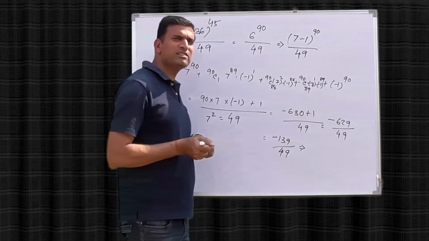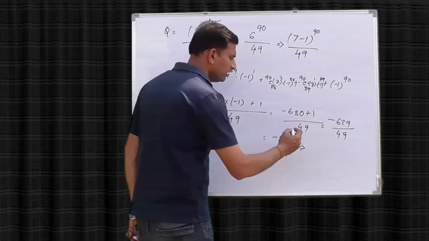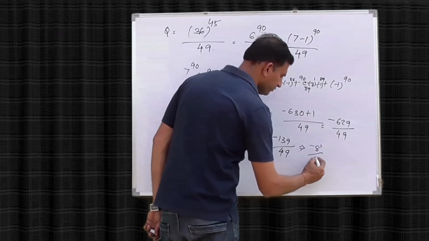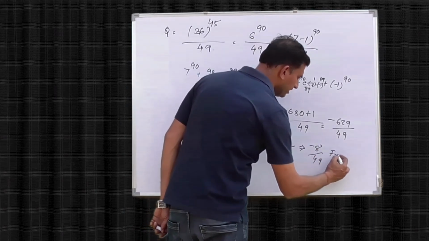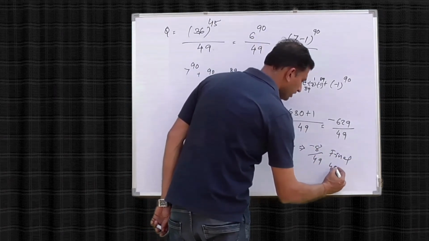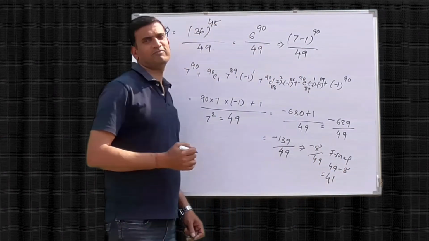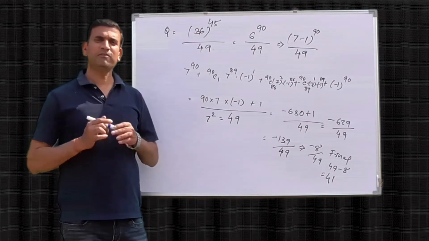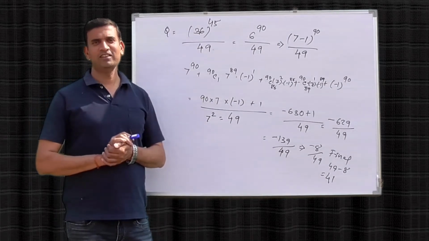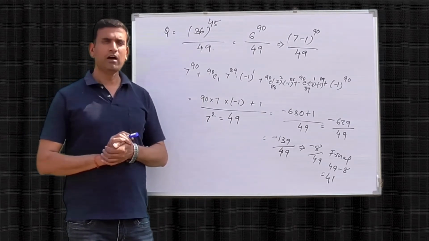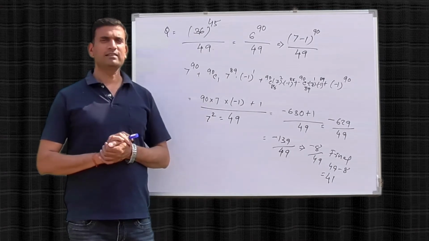So 120 plus 27 means 1 minus 8. So final remainder is 49 minus 8, 41. This is the final remainder in this question. Okay. Now let us try another example.